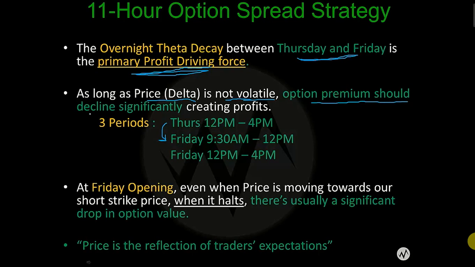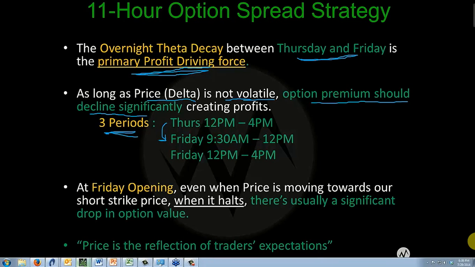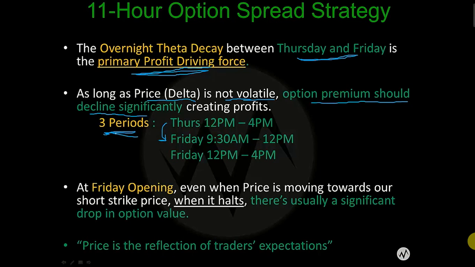These are the 3 periods of time I was talking about earlier. Give me 1 second, folks, making sure there are no questions. These are the 3 periods I want you to be aware of. Thursday afternoon, noon to 4 p.m. Next period, Friday morning, 9:30 to 12 p.m. And then Friday afternoon, 12 to 4.